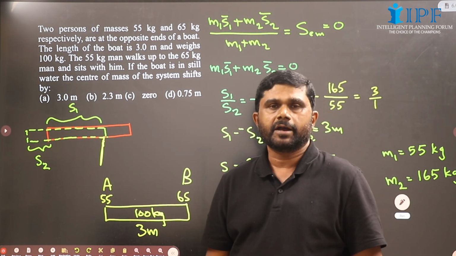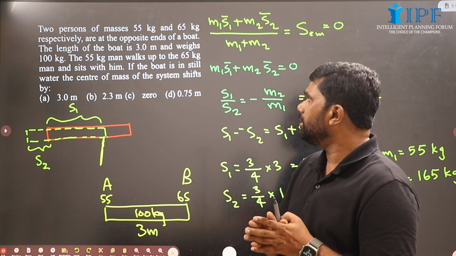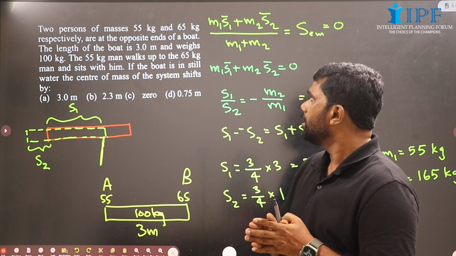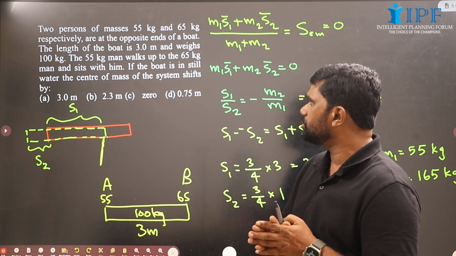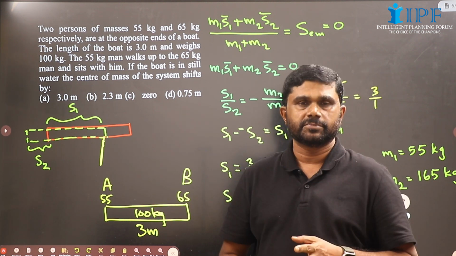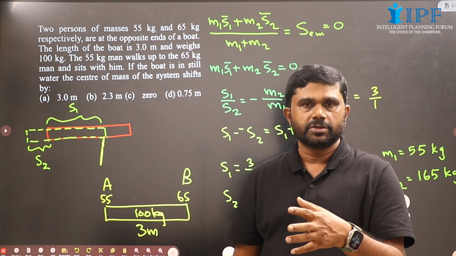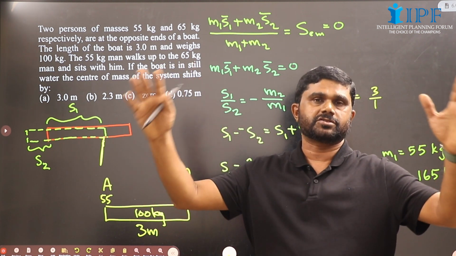Children, here initially there are two men on the boat, one 55 kilogram and the other 65 kilogram, and the mass of the boat is 100 kilogram. So there are three components in the system, two men and one boat. But initially all the three components are at rest.